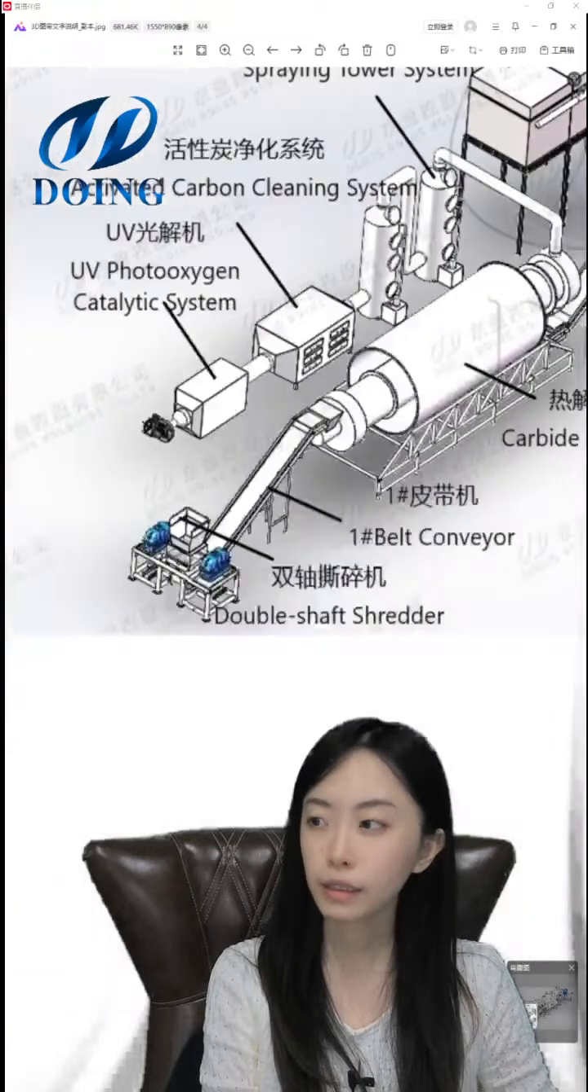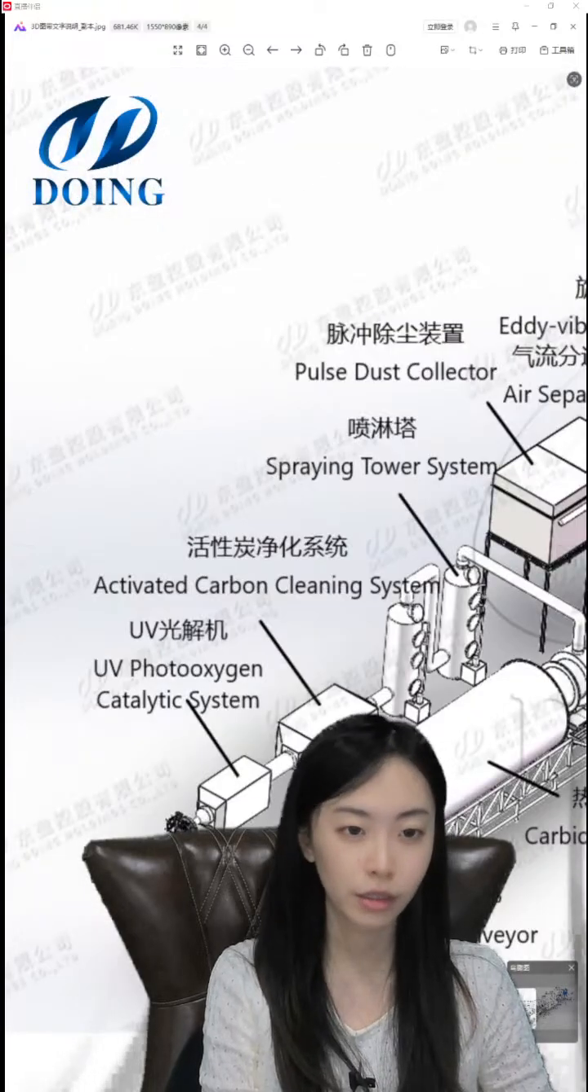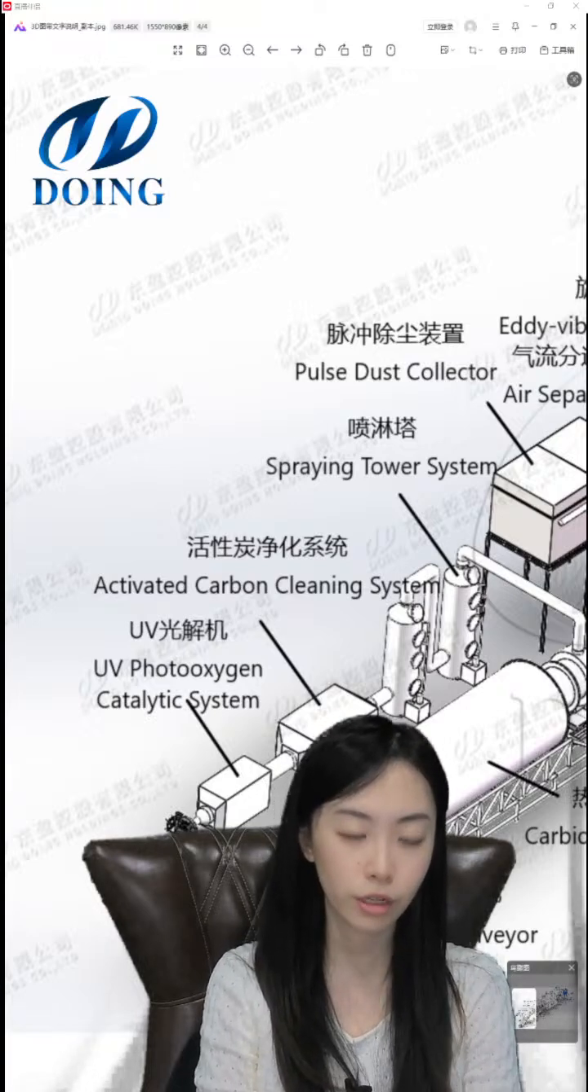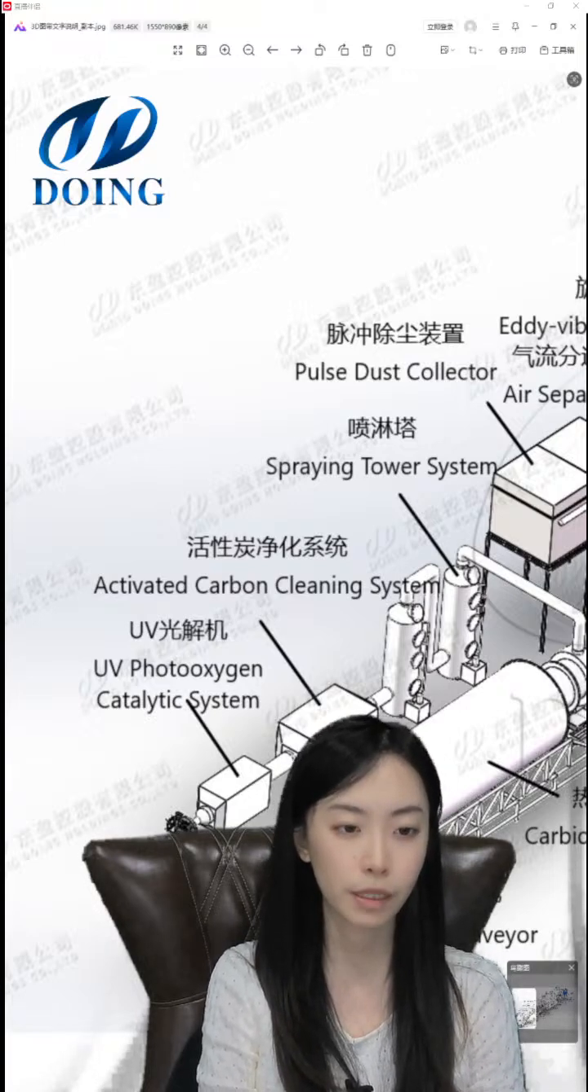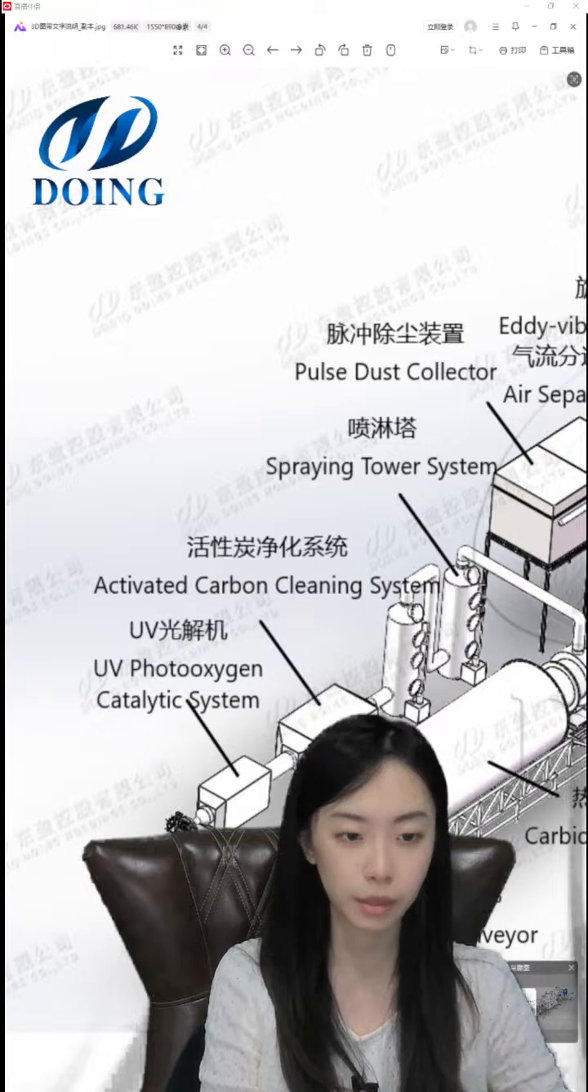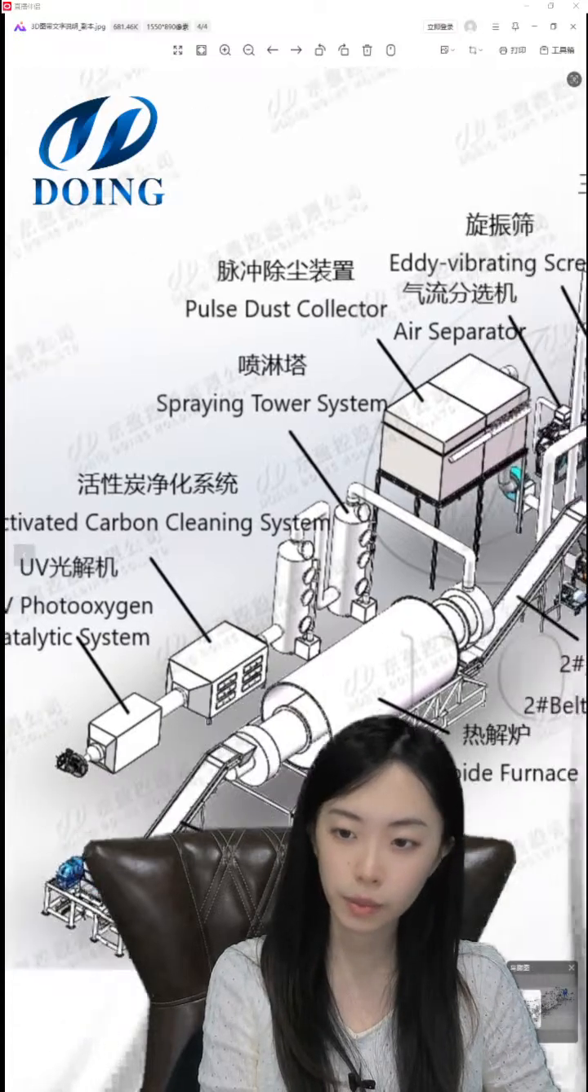Here is the double shaft shredder. This is when we use the belt conveyor to transport the scrap lithium battery to the double shaft shredder to pre-process, and it can process it into pieces of 2 to 5 centimeters.